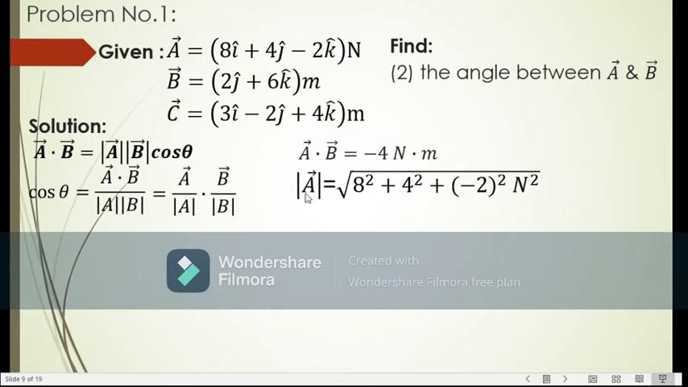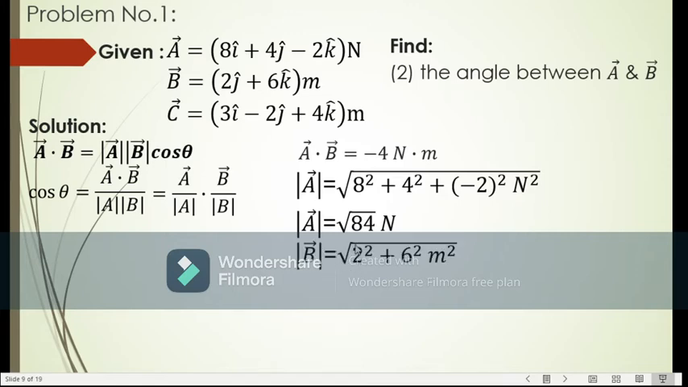For the magnitude of A, we can get it using the square root of the sum of the squares of each component. That is the square root of 8 squared plus 4 squared plus negative 2 squared. The unit is Newton, and we also have to square it. Using your calculator and simplifying, the magnitude of A is equal to the square root of 84 Newton. Let's now compute the magnitude of B.